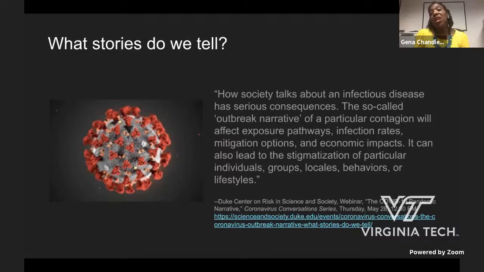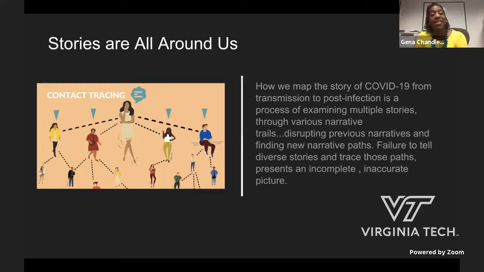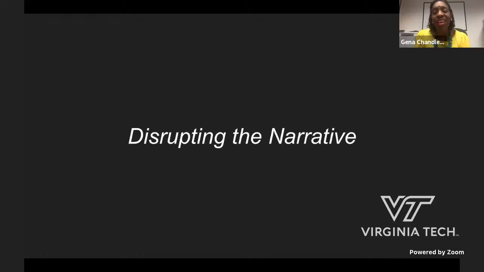If we're not careful, different types of narratives or singular narratives can serve to stigmatize particular groups or individuals or locales, right? Some of the racist behavior that we see around anti-Asian rhetoric and this virus, if we're not careful about the types of stories we tell. So how we map the story of COVID-19 from transmission to post-infection is a process of examining multiple stories through multiple narrative trails. And that's the important thing that I think literature and the study of literature, particularly African-American literature, asks us to do. So now we're thinking about the ways in which African-American literature disrupts the narrative and gets us to think differently about Black matters.